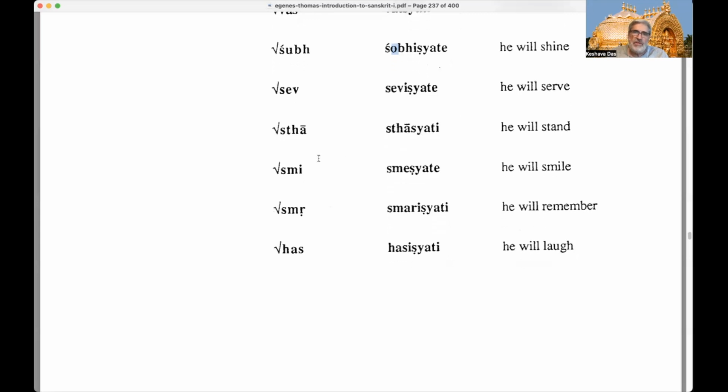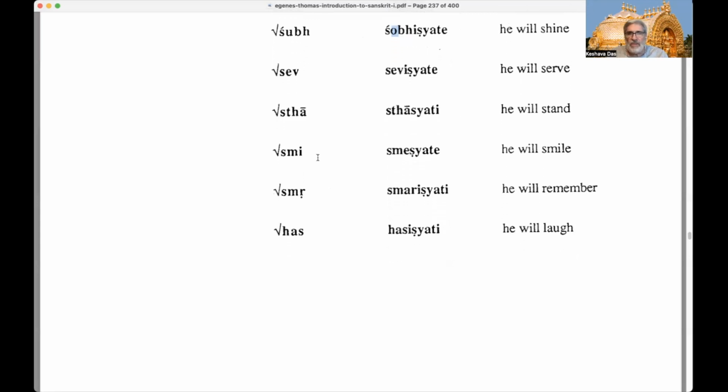Sevishyate. Stha, to stand. And probably tishtha would probably go the same way, which means also to stand. So stha becomes sthasyati.